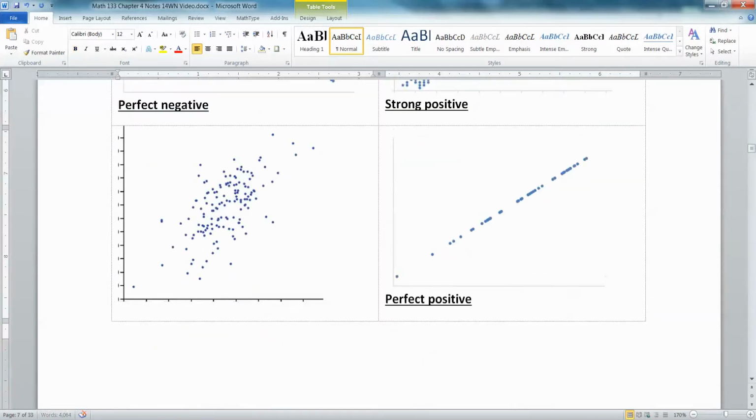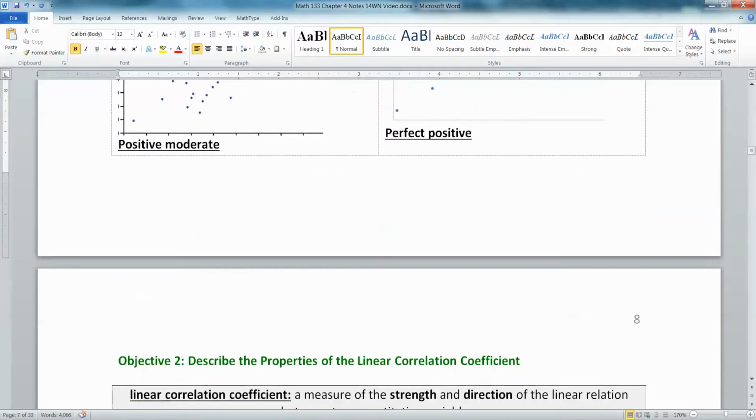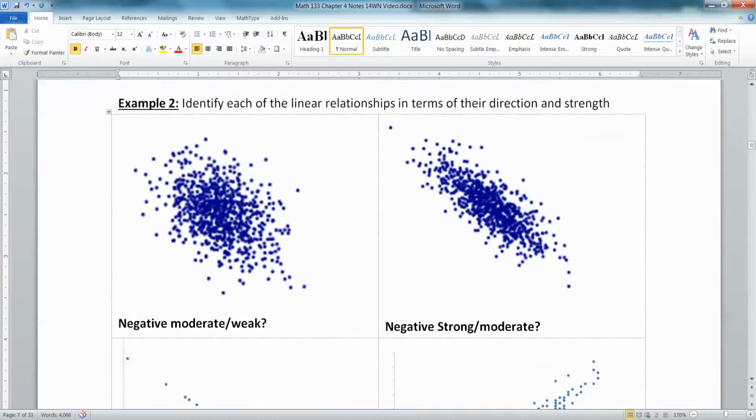Down here, this is positive for sure, and I'm pretty good with saying that's moderate. But who knows? Maybe somebody else would think that's strong. And now you're seeing the problem. We want to be able to judge strength, but it's kind of hard sometimes. Does this count as strong? Does this count as moderate? What's the threshold? Mathematicians generally don't like that kind of wishy-washy talk.